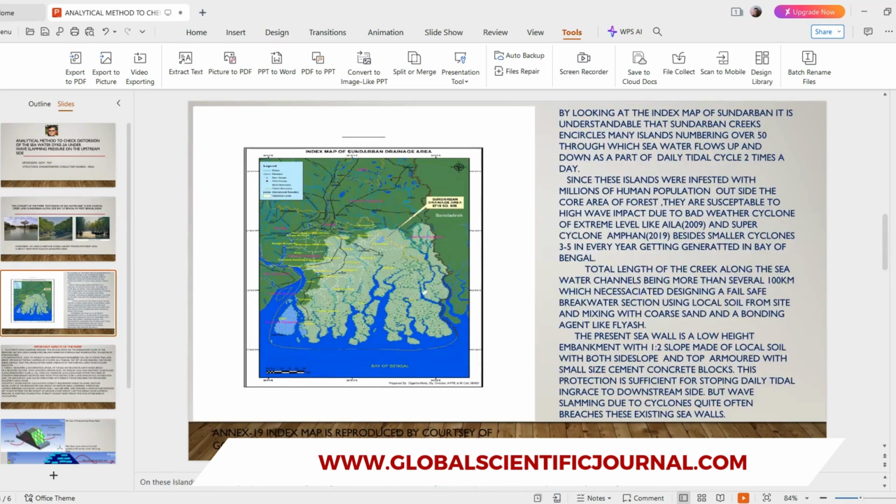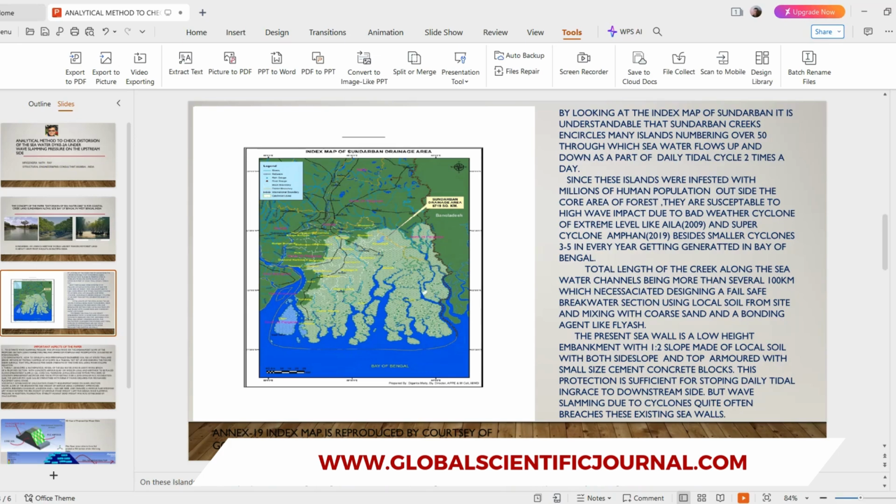You can see in the map an index map of West Bengal, south of Bengal, showing the drainage area of the Sundarban. By looking at this index map, it is understandable that Sundarban creeks encircle many islands, numbering over 50, through which the sea water flows up and down as a part of the daily tidal cycle, 2 times a day. These islands are infested with millions of human population.